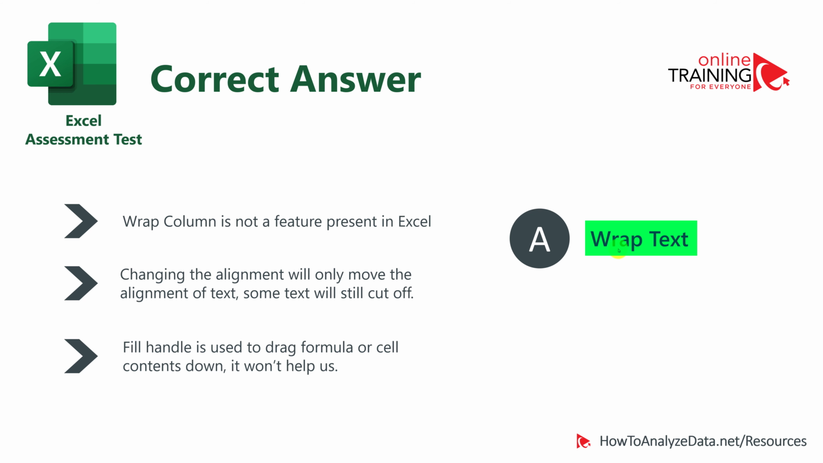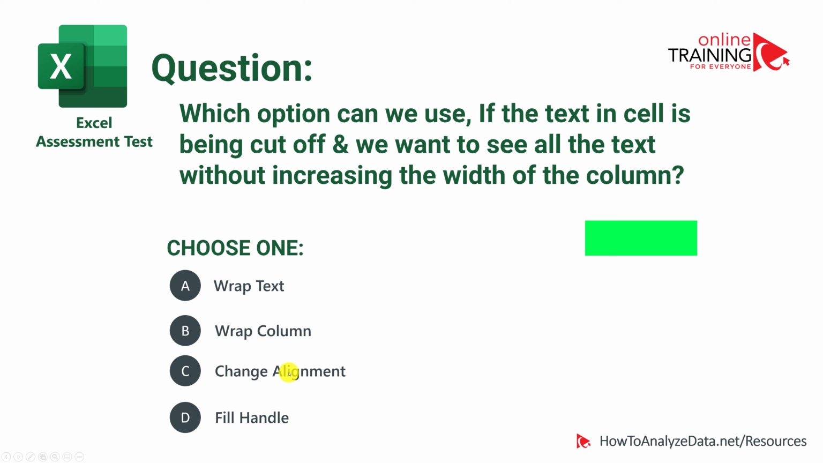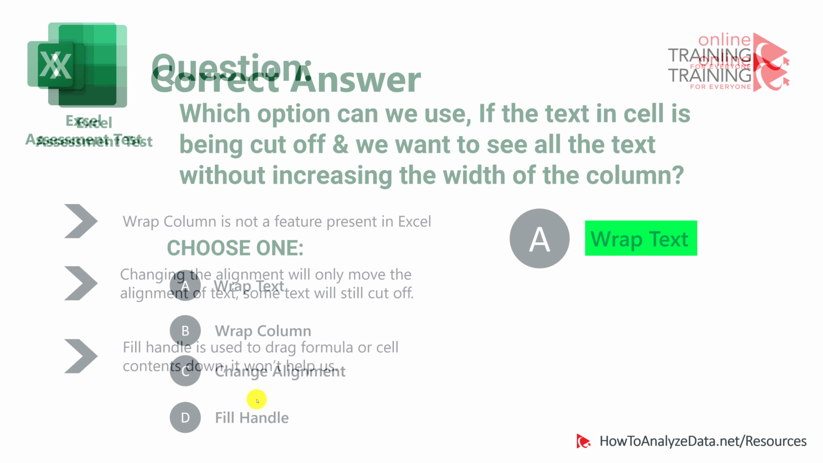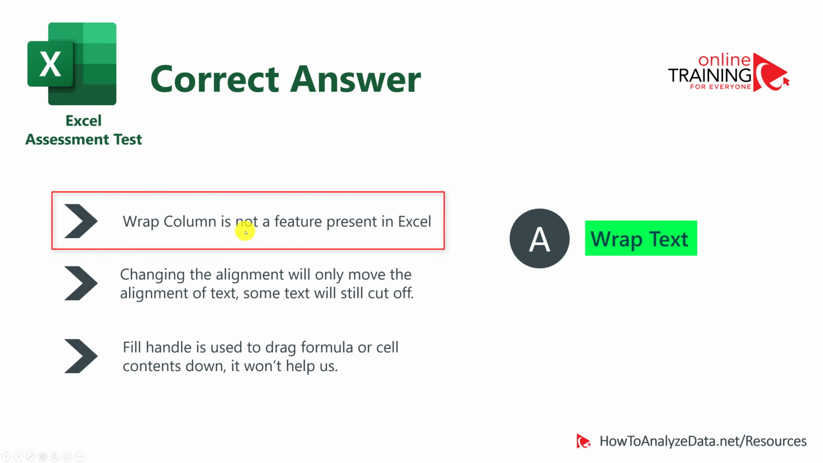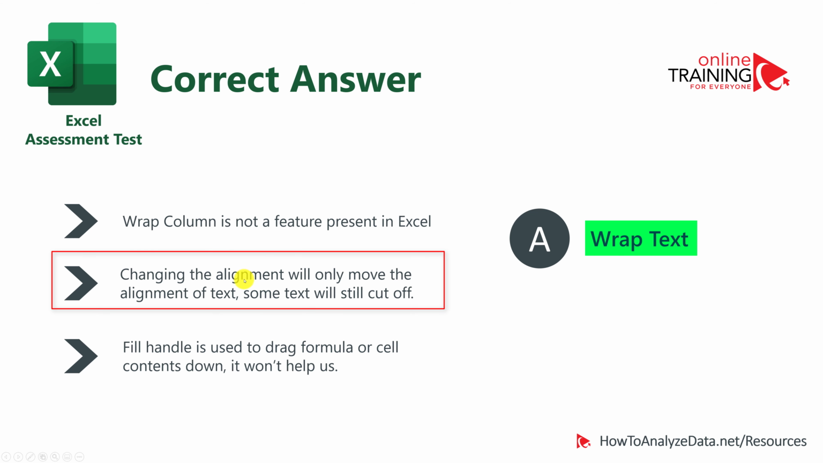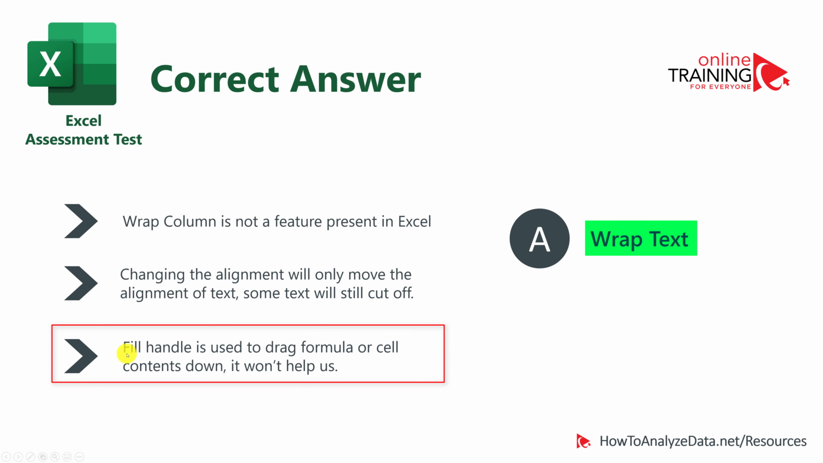And let's look at other choices that have been presented here in the questions: wrap column, change alignment, and then fill handle, and why they're not the right choices. So wrap column is not a valid feature in Microsoft Excel, and then changing the alignment will only move the alignment of the text, and some text will still be cut off. And then fill handle is used to drag formulas or cell content down, and it's not going to help us. So those choices presented, B through D, are just designed to trick you, and hopefully you pick the right one, which is A, wrap text.